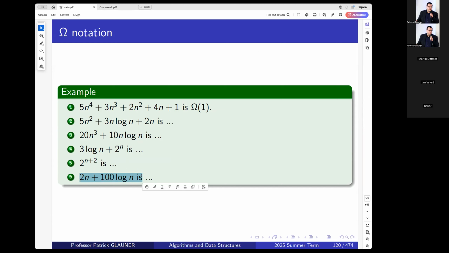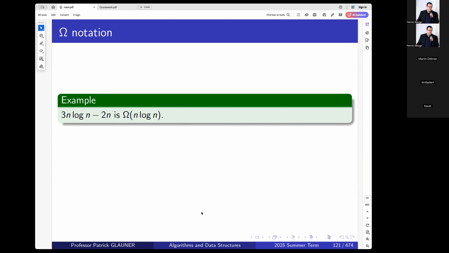And now the last term, 2n plus 100 log n, is omega of what? Omega of log n. That's correct. So you see, it's not that difficult.